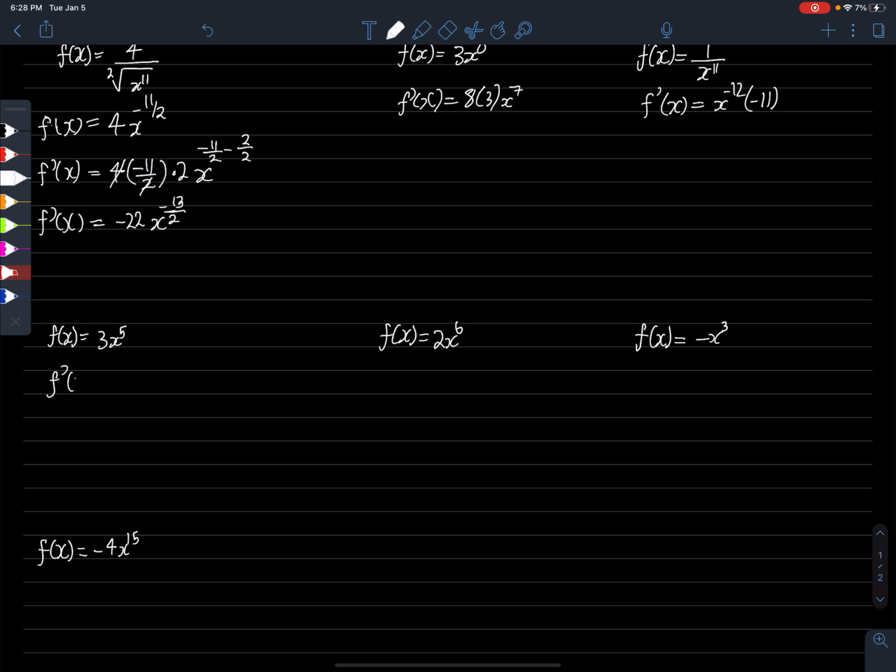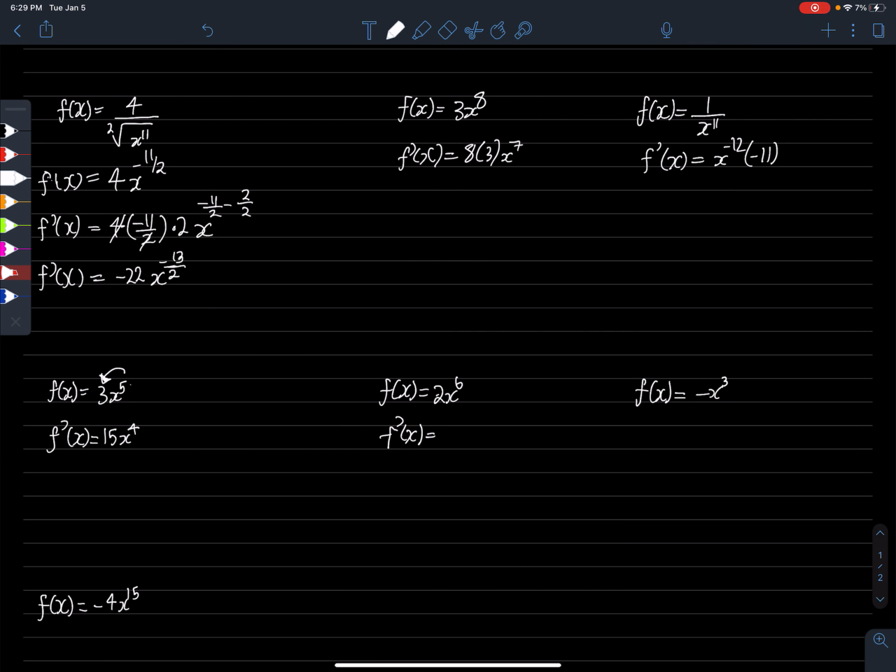Then you have f prime of x. Multiply this in, right? Get 15 x to the 4. This is subtracting 1, and the original one is multiplied in the front. F prime of x. Multiply this to this. Same thing we've done throughout. Multiply this to this, subtract 1. Multiply this to this. Multiply this to this, subtract 1. Multiply this. So this would be negative 11, right?